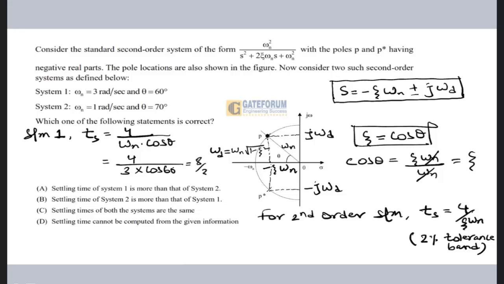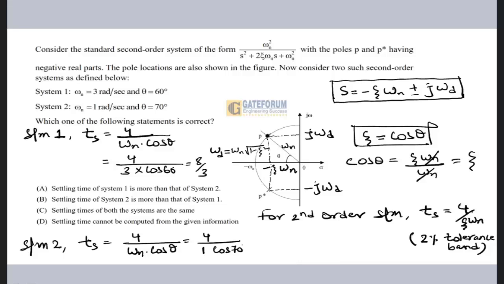Okay. Now what about system 2? For system 2, the settling time is again 4 by zeta omega n. So 4 by omega n into zeta. Zeta is cos theta, so just put it here. So 4 upon omega n, for system 2 it is 1 radian per second, and theta is 70 degrees. So cos of 70 degrees.